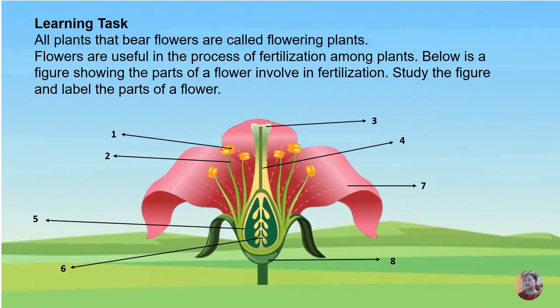Learning tasks. All plants that bear flowers are called flowering plants. Flowers are useful in the process of fertilization among plants. Below is a figure showing the parts of a flower involved in fertilization. Study the figure and label the parts of a flower.